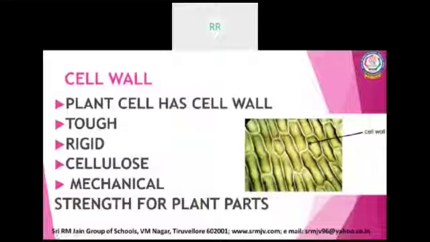Let us see about the cell wall. The cell wall is an extra covering that surrounds the cell membrane of a plant cell. It is a tough, rigid covering made up of cellulose. It gives shape to plant cells and also provides plant parts with mechanical strength.